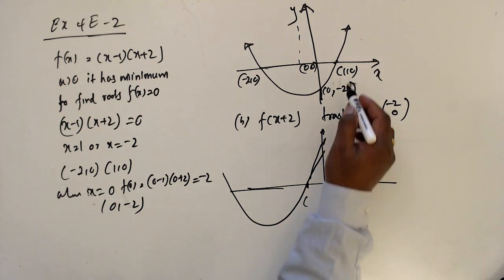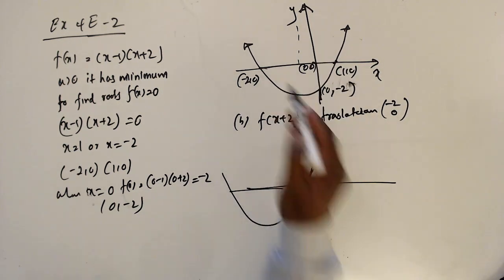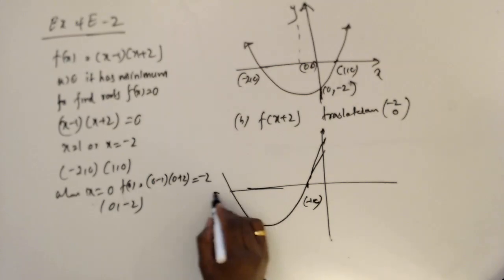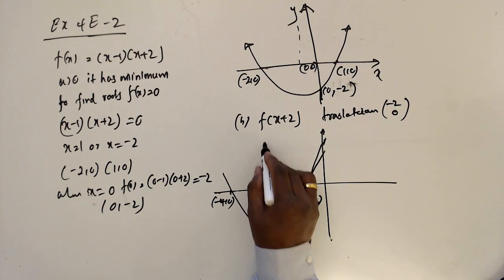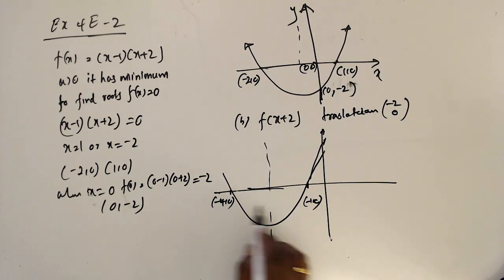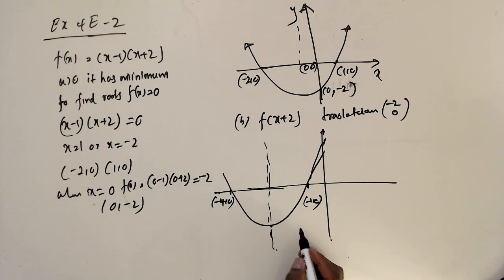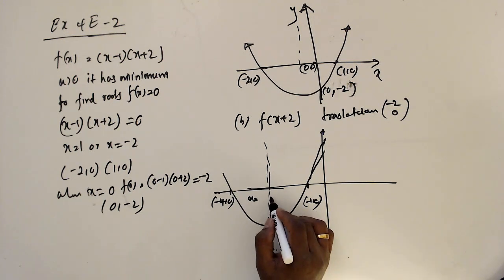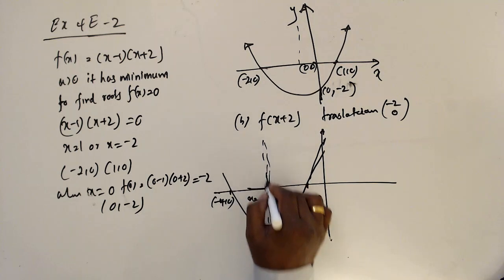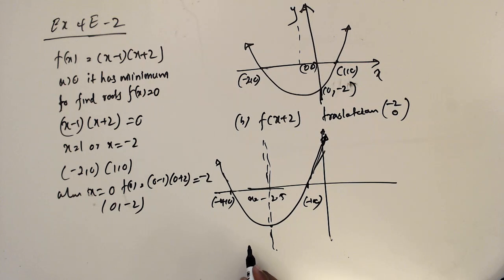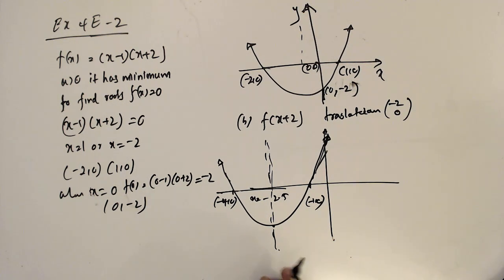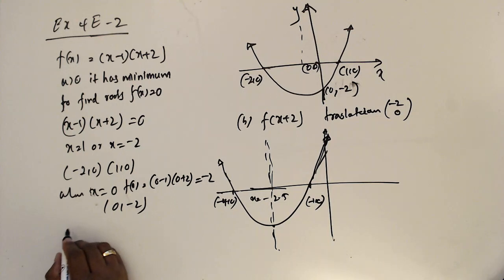This has become minus 1, 0; minus 1, minus 1, 0. This is minus 2, minus 4, 0, and the middle, this is going to be x equal minus 2.5. x is this one, and we can find, okay, let's find the equation as well.